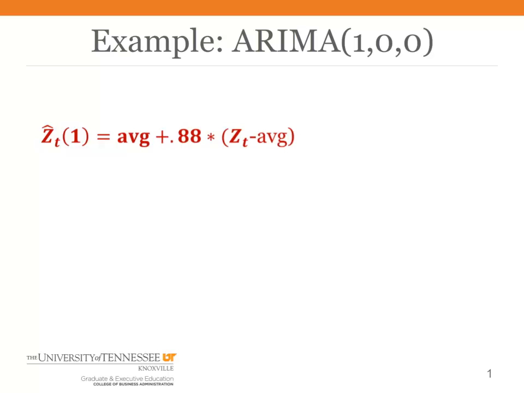So if this week is above average, we're going to predict that next week is going to be above average, but not as much above average as this week was. It's only going to be 0.88 of that. If this week was below average, we're going to predict that next week is also going to be below average.